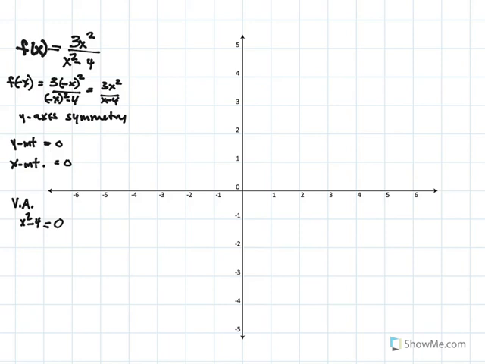Then the y-intercept is 0. The x-intercept is also 0. The next part, we go to the vertical asymptote.